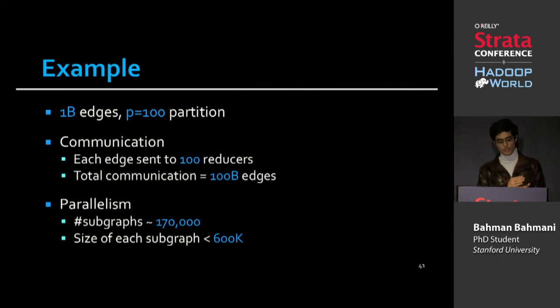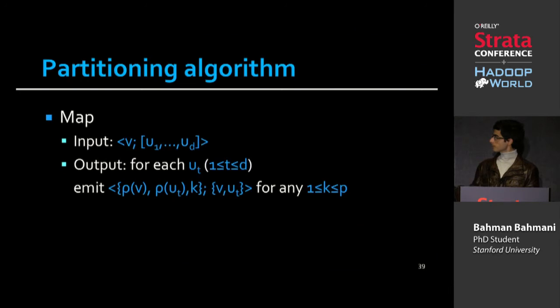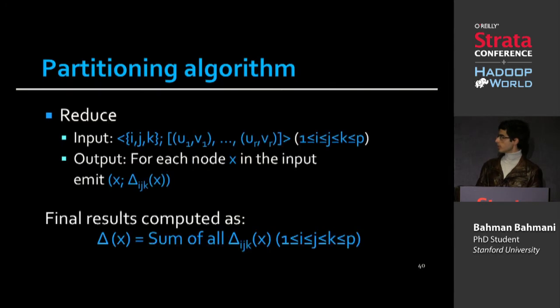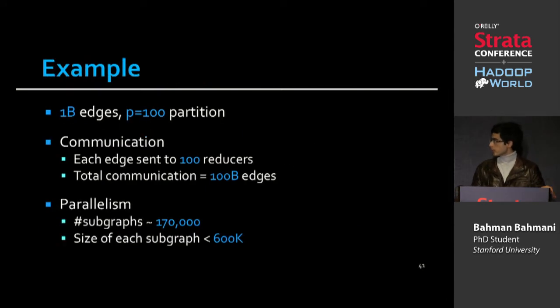Because there are 100 subgraphs which have that edge. So remember, let's go up maybe. Remember here, the subgraphs that this edge goes to are the ones where the first one is the partition of node V, the second is the partition of node U, and this K can be any number, okay? So any subgraph that includes this edge. So any edge is going to 100 reducers. So we are getting a factor 100 hit in the communication, so a total of 100 billion edges are going over the network.